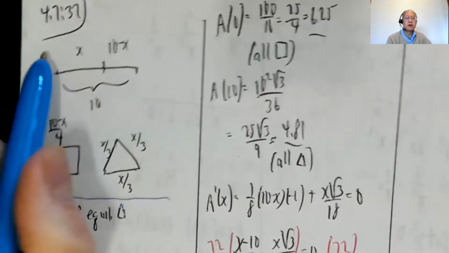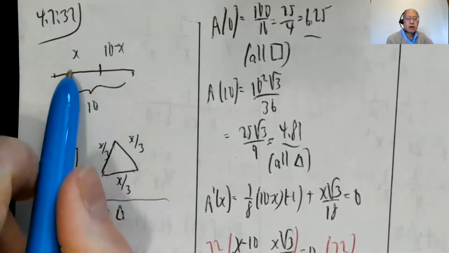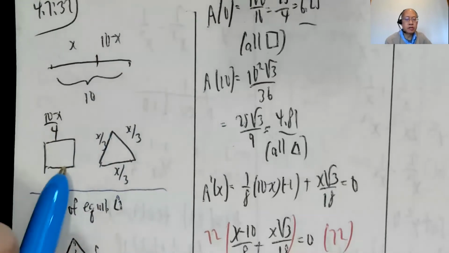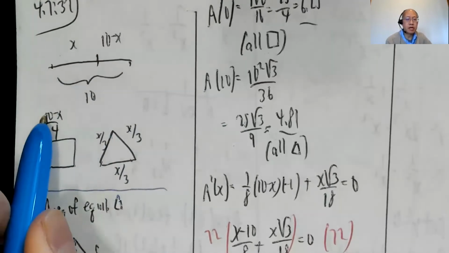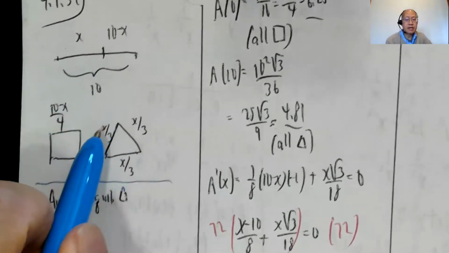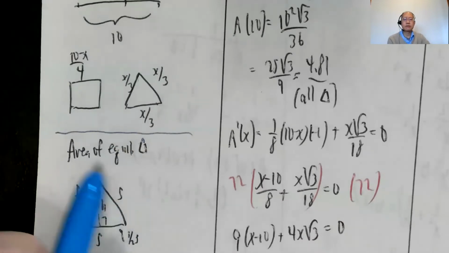4.7. So you have 10 feet of wire. Make a cut, call one side x, the other 10 minus x. You bend one into a square. So if I bend this into a square, it's 10 minus x over 4. The other is an equilateral triangle. So I bend x into x over 3, x over 3, x over 3.